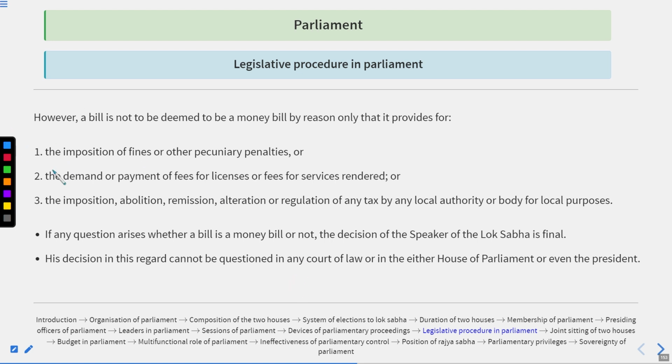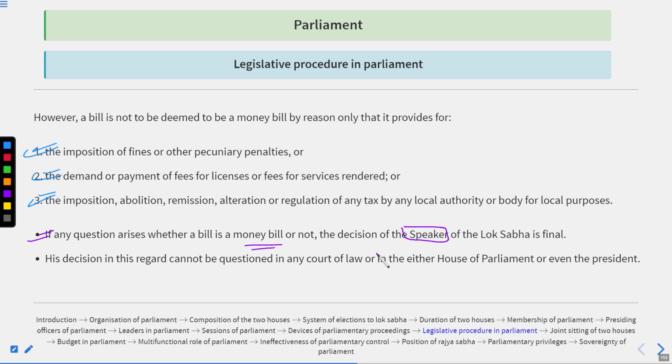And the conditions on which the bill will not be declared a money bill are the imposition of fines or pecuniary penalties, the demand or payment of fees for licenses or fees for services rendered, or the imposition, abolition, remission, alteration, or regulation of any tax by any local authority or body for local purposes.